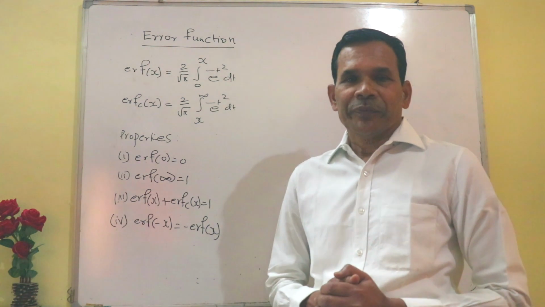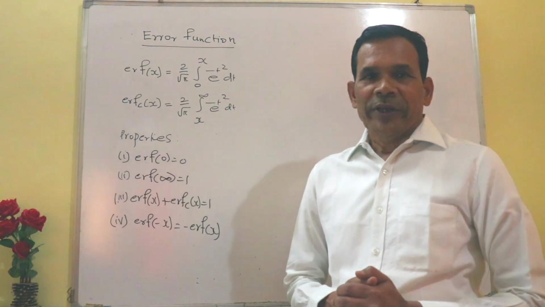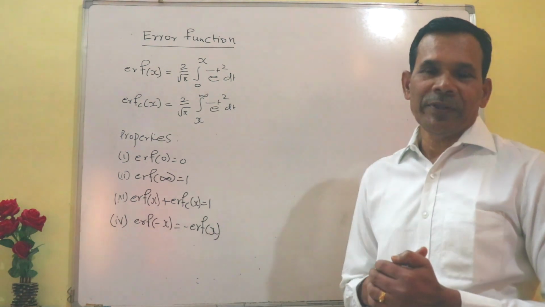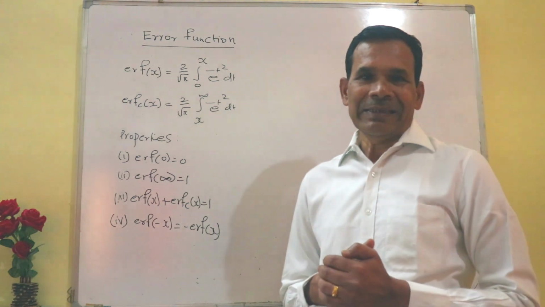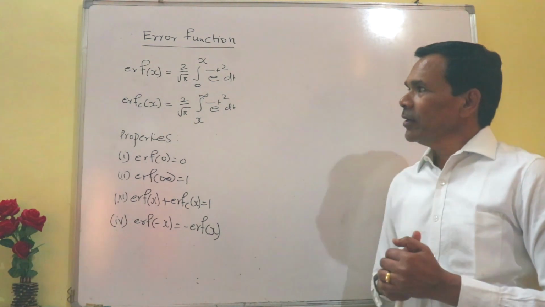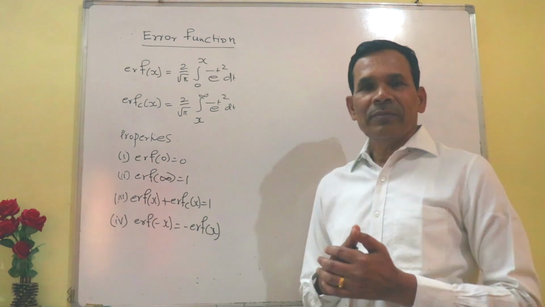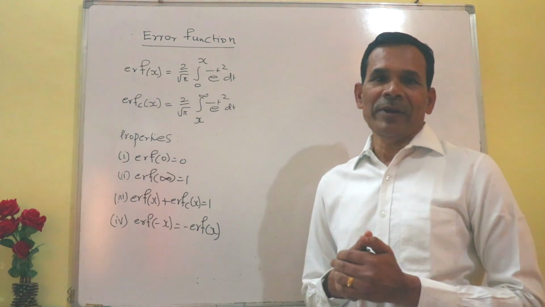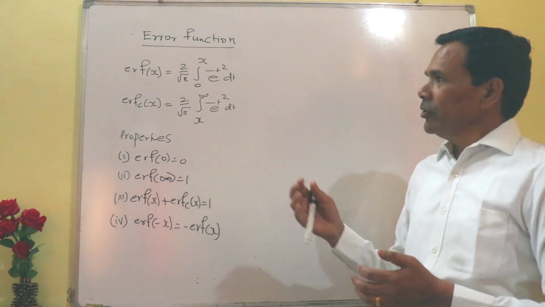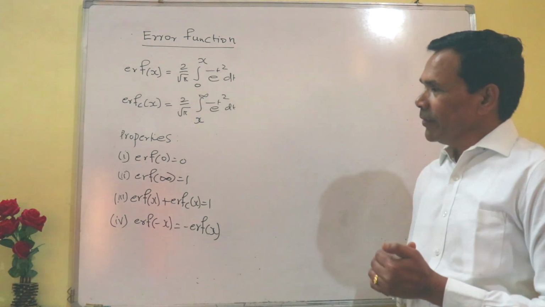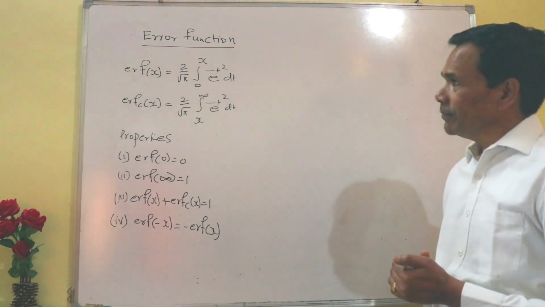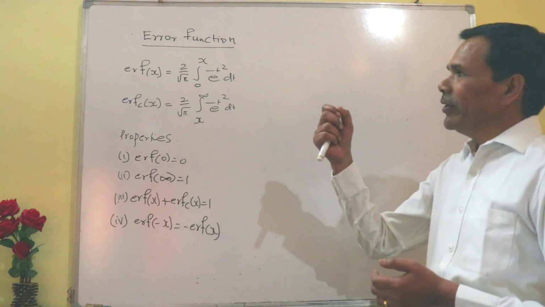Hello students. So today we are going to discuss the error function. This is the third type of function, after beta and gamma. It is also called the probability integral because it is used in probability theory. So we are going to discuss the definition of the error function, its complement, and some properties of the error function. So we go with the definition.